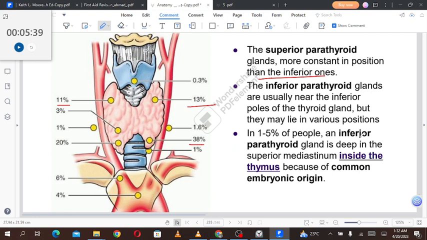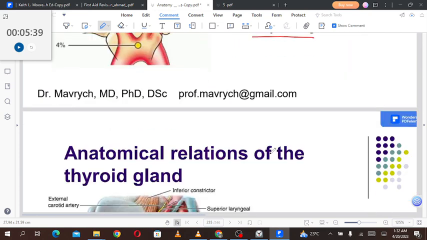In 1 to 5% of people, an inferior parathyroid gland is deep in the superior mediastinum, inside the thymus, because of common embryonic origin.